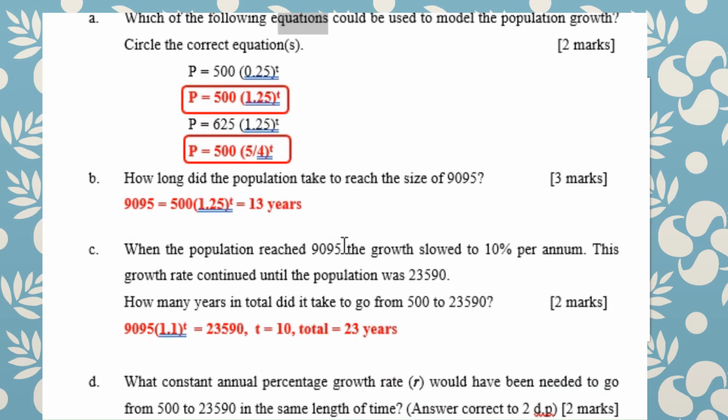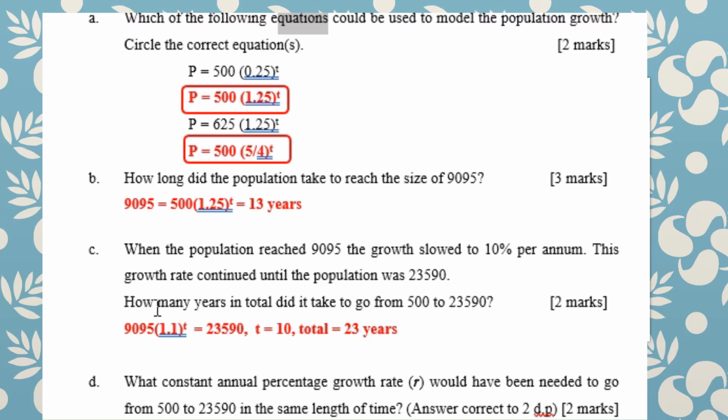When the population reached 9095, the growth slowed down to 10%. So it's still a growth, but now it's slowed to 10%, meaning your new a is 1.1. This growth rate continued until the population reached 23590. They want to know how many years. 23590 is your y. You start from 9095, because that's when it slowed. So you take the 9095, growth rate 1.1, and you find the t. The t that you get after you apply log is 10 years.